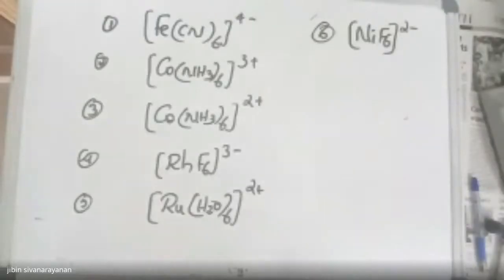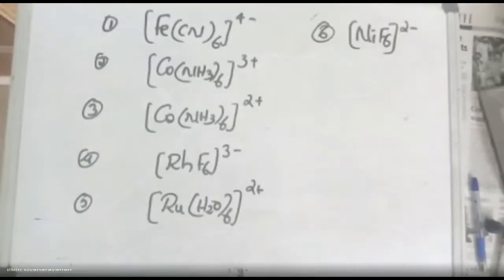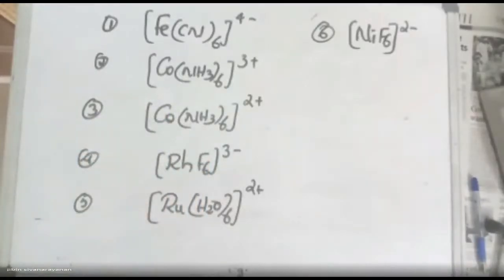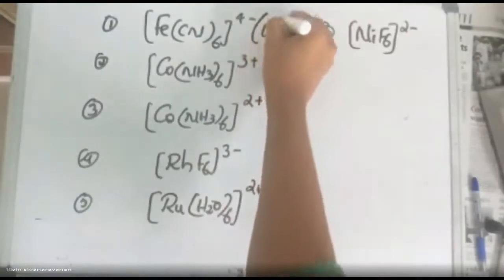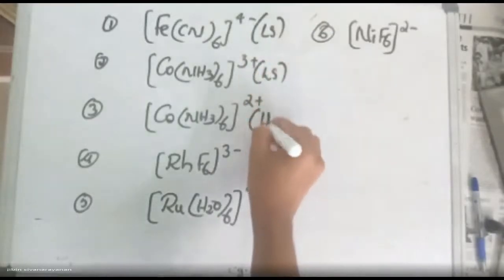First one, low spin. Yes. Second one, the oxidation number is higher for cobalt, so the splitting will be higher. When the splitting is higher, it will be low spin. Cobalt 2+ will then be high spin. Yes, so this is low spin, high spin.